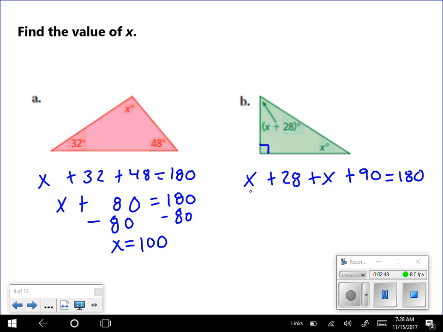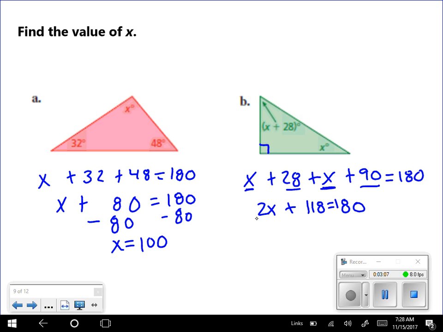Alright, for this one I need to combine some like terms. I have x plus x, which gives me 2x. And then I have 28 plus 90. That's going to give me 118. That equals 180.